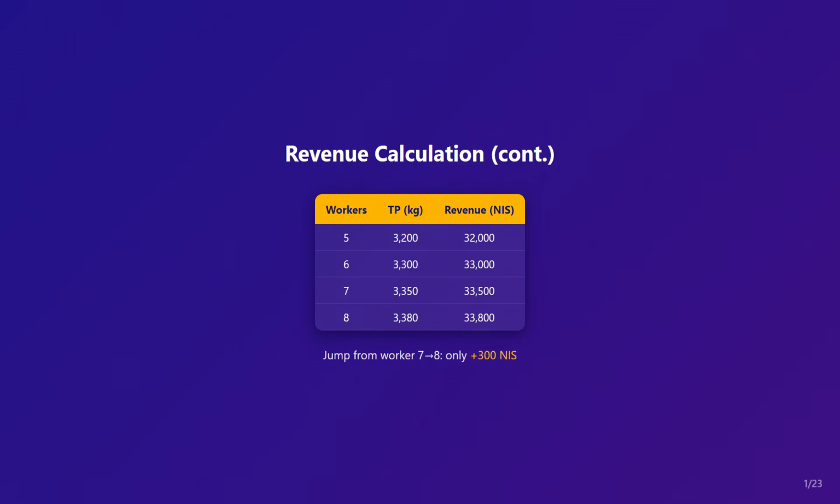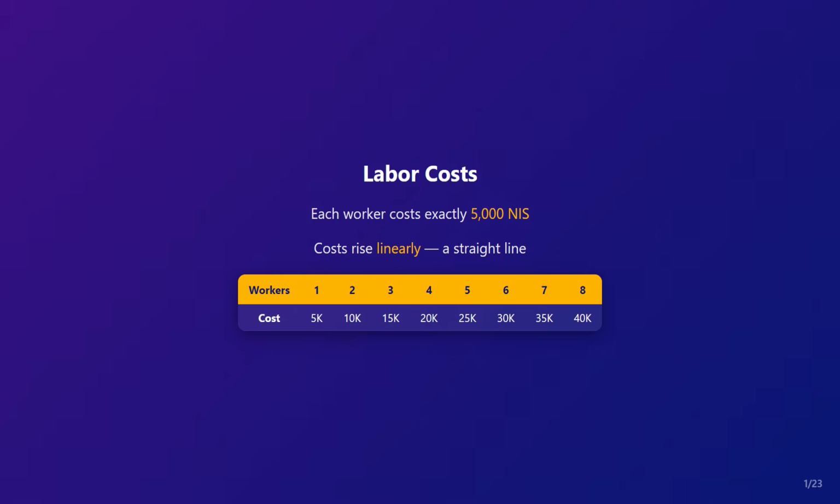Notice that revenue increases as more workers are added. This makes sense because more workers produce more output, and more output means more income. But also notice that revenue increases at a decreasing rate. From worker 1 to 2, revenue jumped by 8,000, but from worker 7 to 8, revenue increased by only 300. Why? Because each additional worker adds less and less to output, and therefore less and less to revenue.